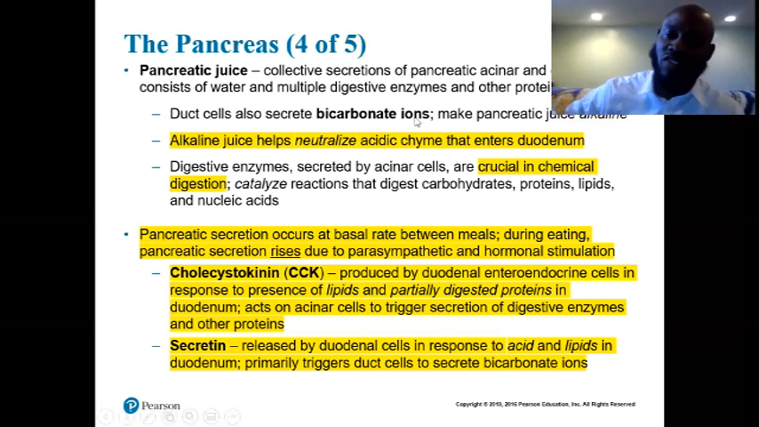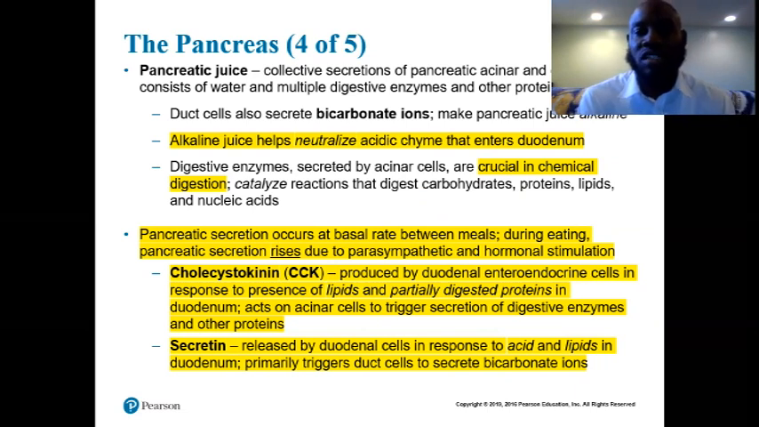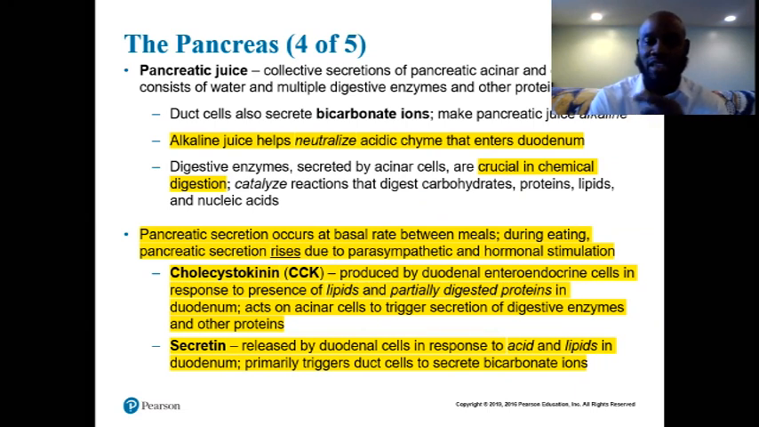So bicarbonate, remember that bicarbonate helps balance pH. So these bicarbonate ions make pancreatic juice alkaline. Remember that the chyme that is coming out of the stomach and coming into the duodenum is very acidic. This pancreatic juice is alkaline. The alkaline juice helps neutralize the acidic chyme that enters the duodenum.